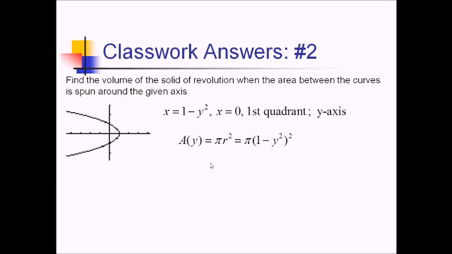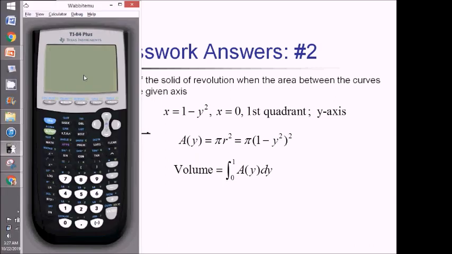And now I'm going to do this on the calculator. So I'm going to have the integral from y equals 0 to y equals 1 of this A of y dy, which I'll now put in my calculator. Now, on my calculator, I already have this expression, 1 minus something squared, in my y equals. So I'm going to go to my y equals again, and I'm going to put the area formula in as y2.